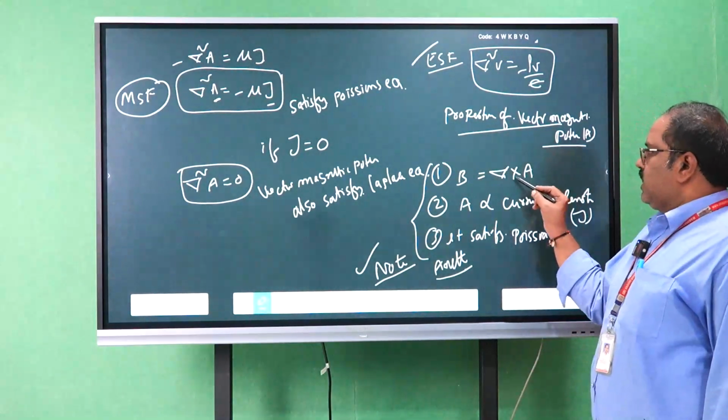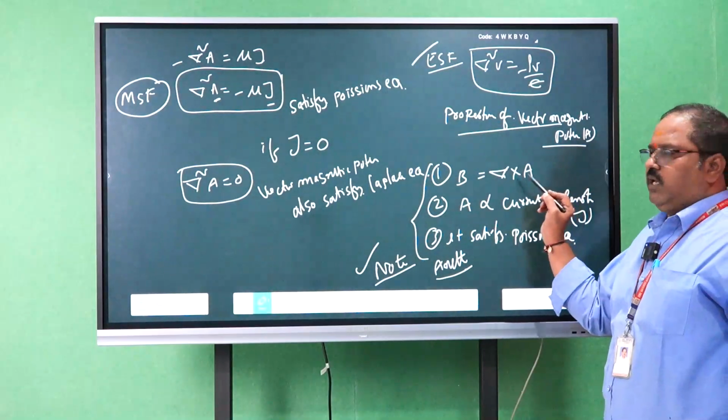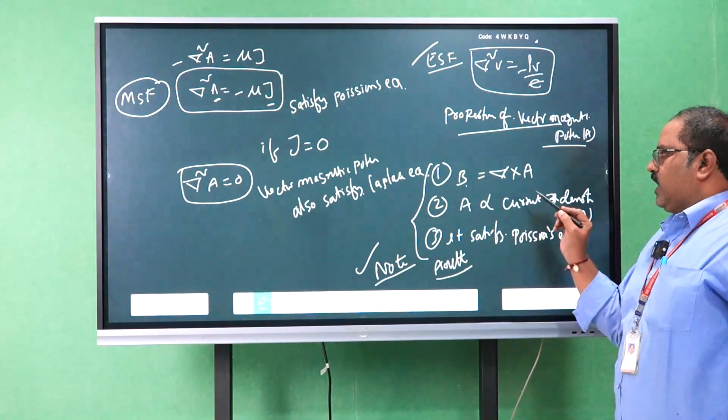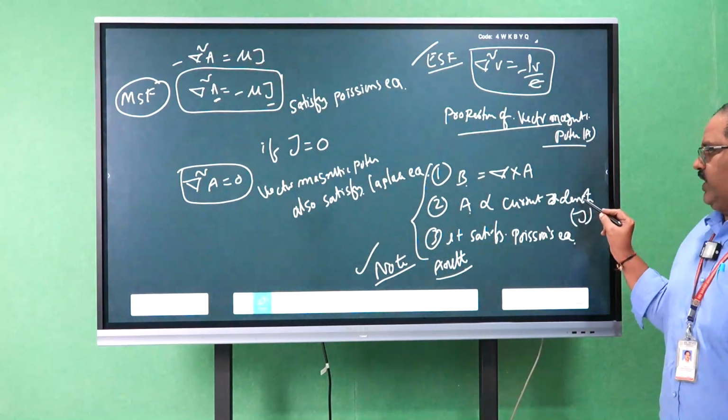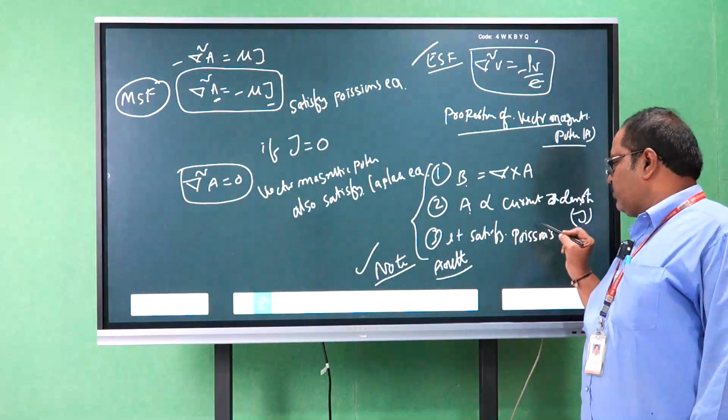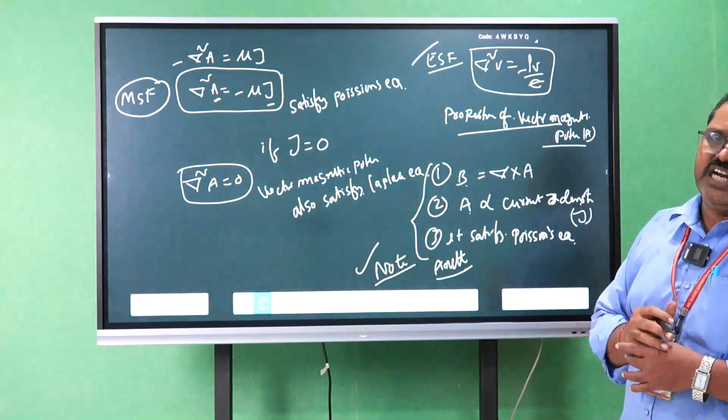First point, the curl of vector magnetic potential gives the magnetic field intensity. The second point, the vector magnetic potential A is directly proportional to current density. Third point, it satisfies Poisson's equation.